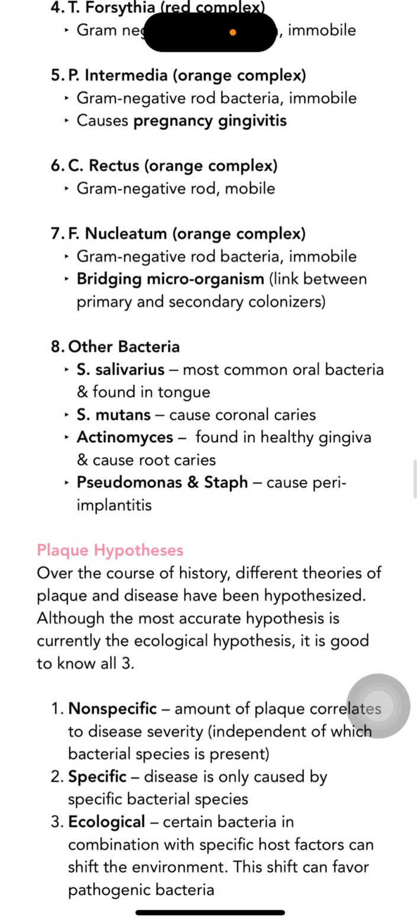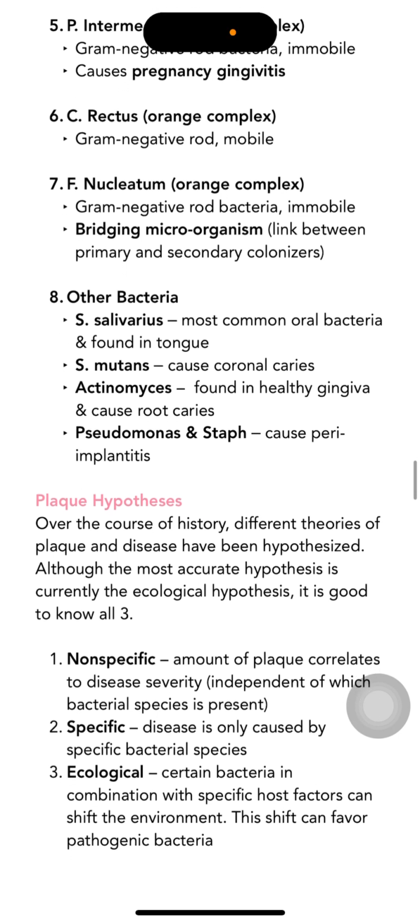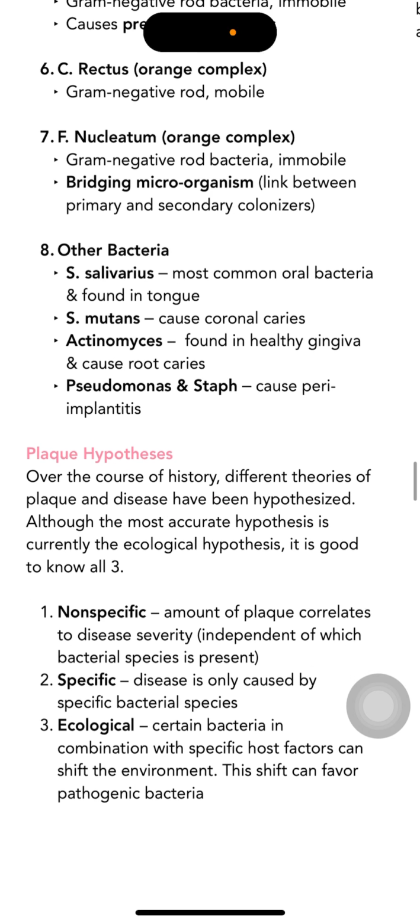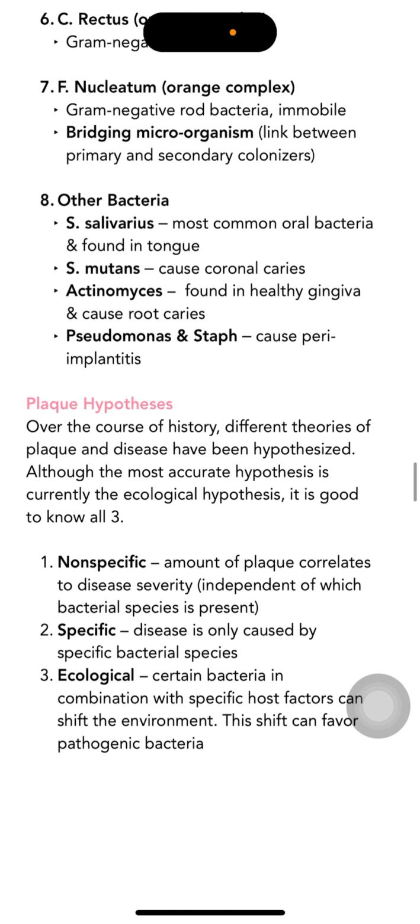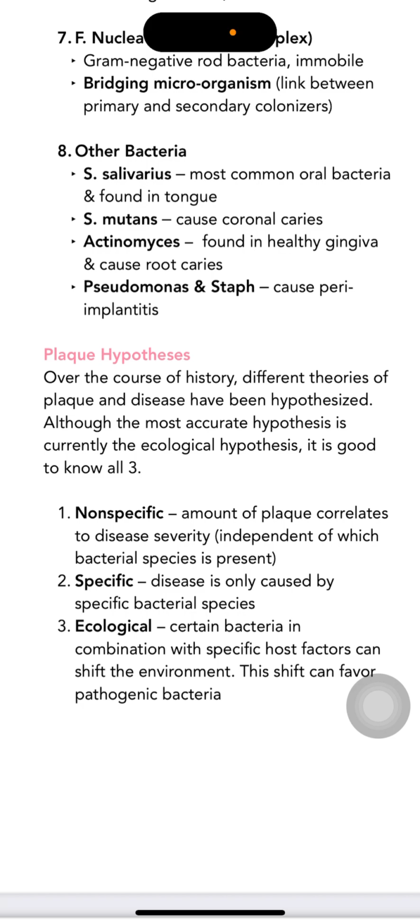Other bacteria: S. salivarius is the most common oral bacteria and is found on the tongue. S. mutans causes coronal caries. Actinomyces is found in healthy gingiva and causes root caries. Pseudomonas and Staph cause peri-implantitis.